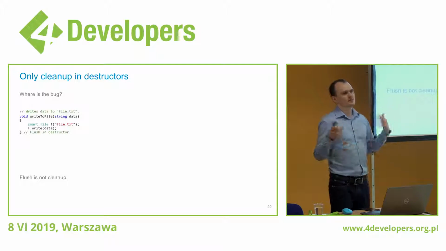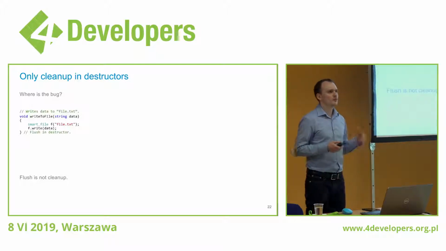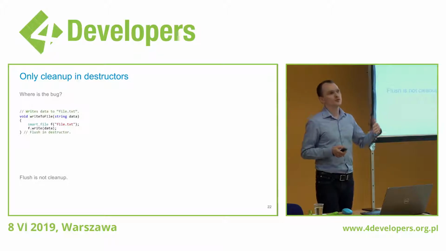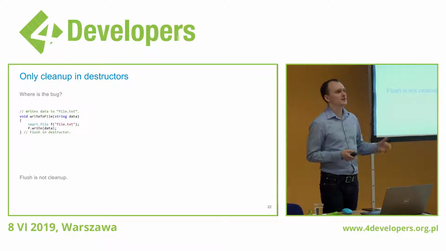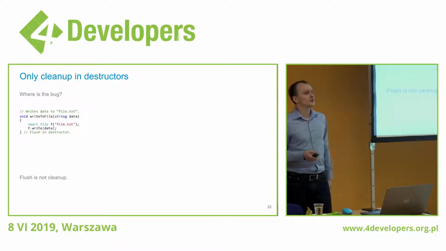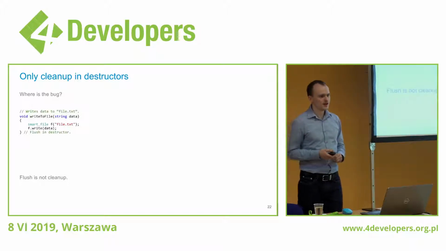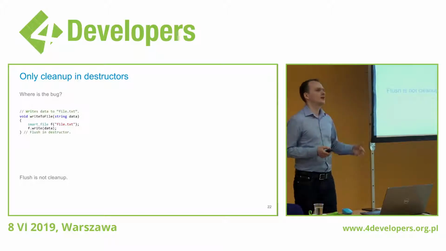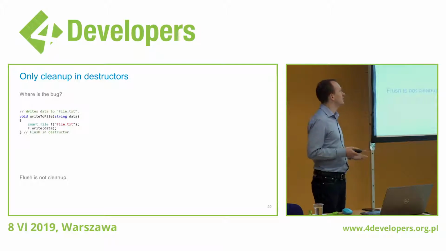So why did this bug happen? Because we did, in the destructor, some part of our application logic, something that was required to fulfill the contract of the function. So we really cannot do that. We cannot put in destructors any of our application logic. We can only put there cleanup.